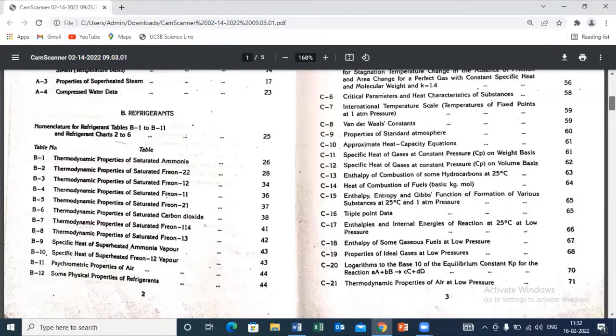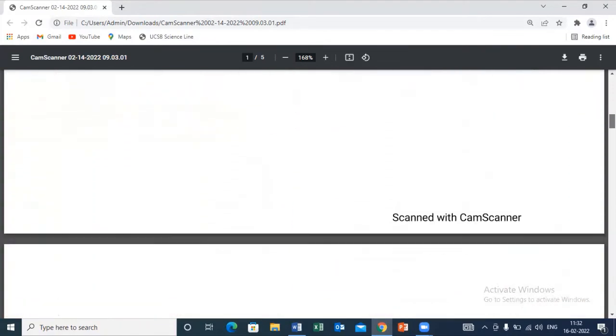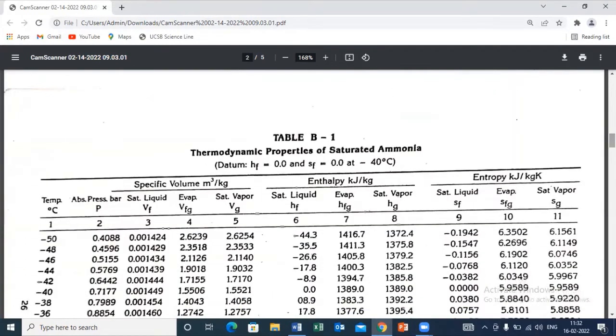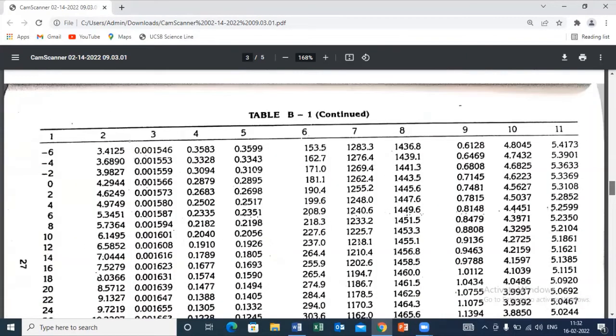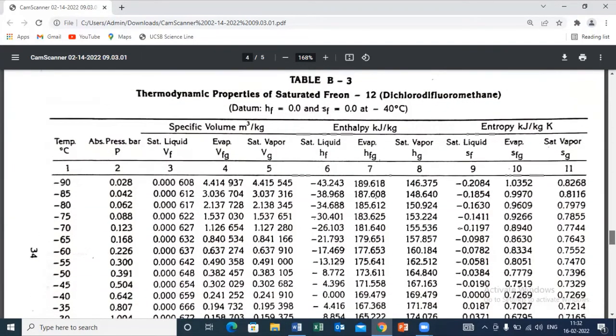So go to freon 12, page number 34. If 22 is given in the problem, go to page number 28. So I will go to 34. Here it is ammonia values, continued ammonia. Let me go to page number 34. That is freon 12. Freon 12's technical name is dichlorodifluoromethane.